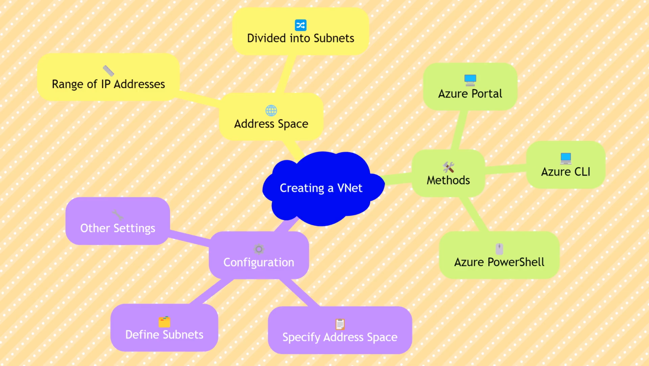To create a VNet, you need to define its address space, which is a range of IP addresses. This address space is divided into subnets, which are smaller ranges of IP addresses within the VNet. You can create a VNet using the Azure Portal, Azure CLI, or Azure PowerShell. Each method involves specifying the address space, subnets, and other configuration settings.